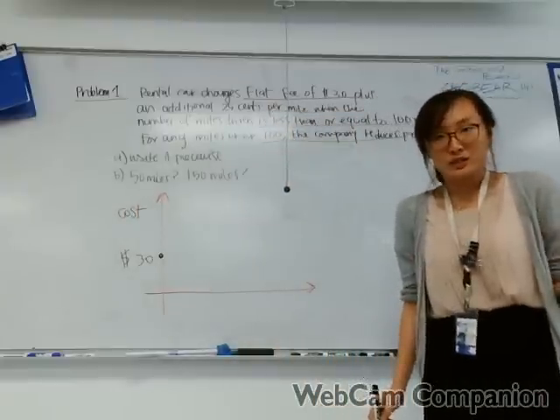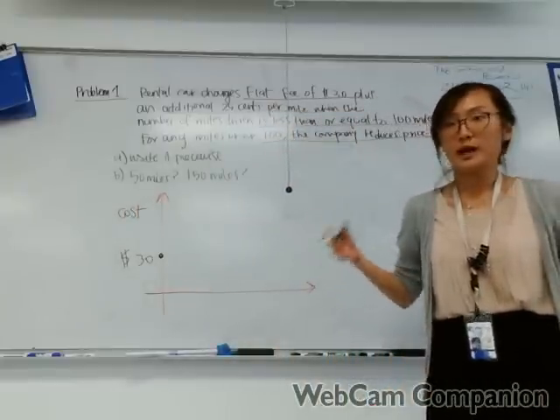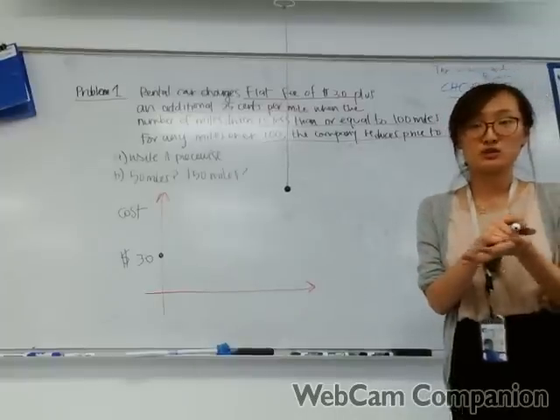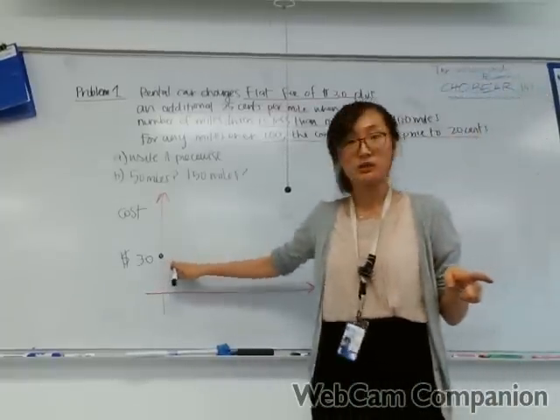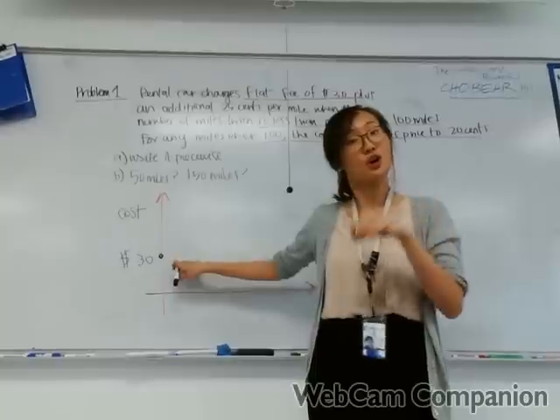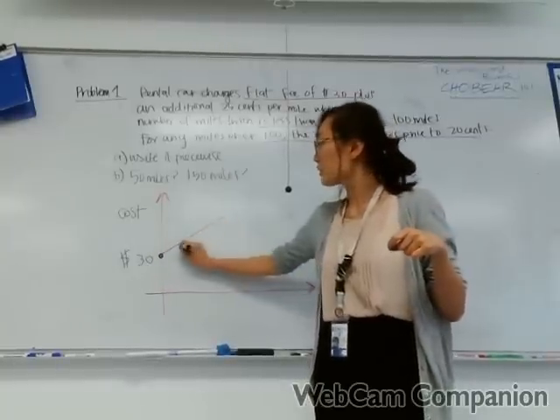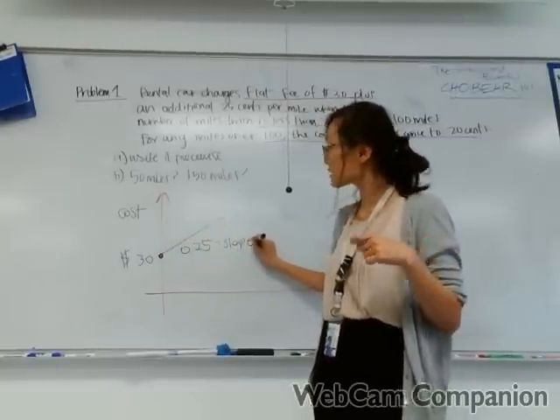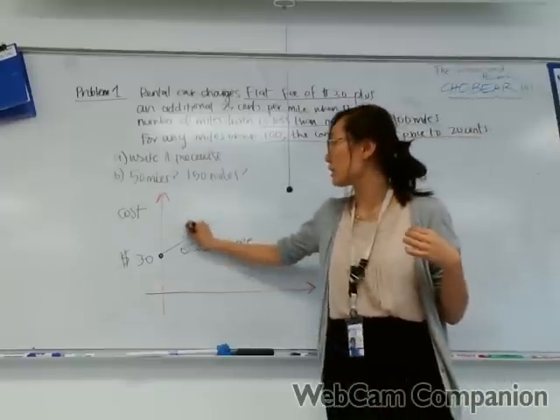Well, how much am I paying? Am I just paying $30? No. I'm paying 25 cents per additional mile driven. So we start at 30, and the slope, because it's per mile, is going to be 0.25. That's the slope. So I know the first equation already.